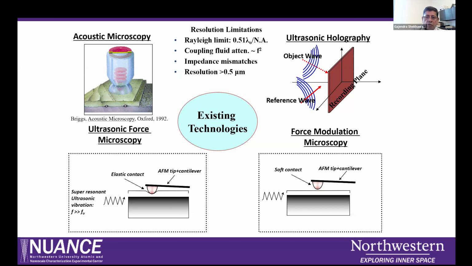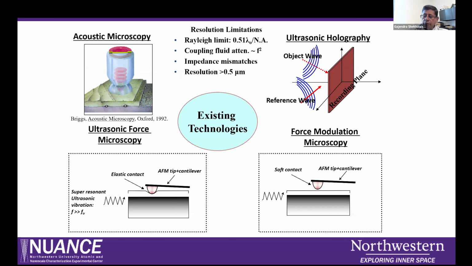On the right is ultrasound holography, where you use a reference wave and object waves, and through their interference, when they hit the object, you create a hologram or holography image. Again, resolution limited. And then at the bottom right is force modulation microscopy, and that's where the AFM, or atomic force microscope, comes into the picture, where the probe is in physical contact.